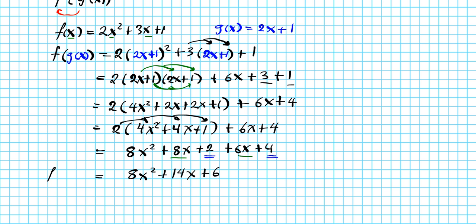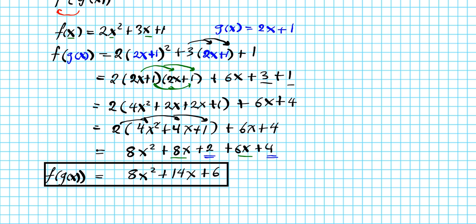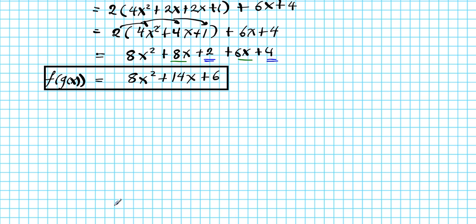Guess what? This is f composed with g of x. So there goes the first answer. Go ahead and box that. All right, now let's do the second part. We're asked to find h of g of x. Okay, so let's write that down. H of g of x.